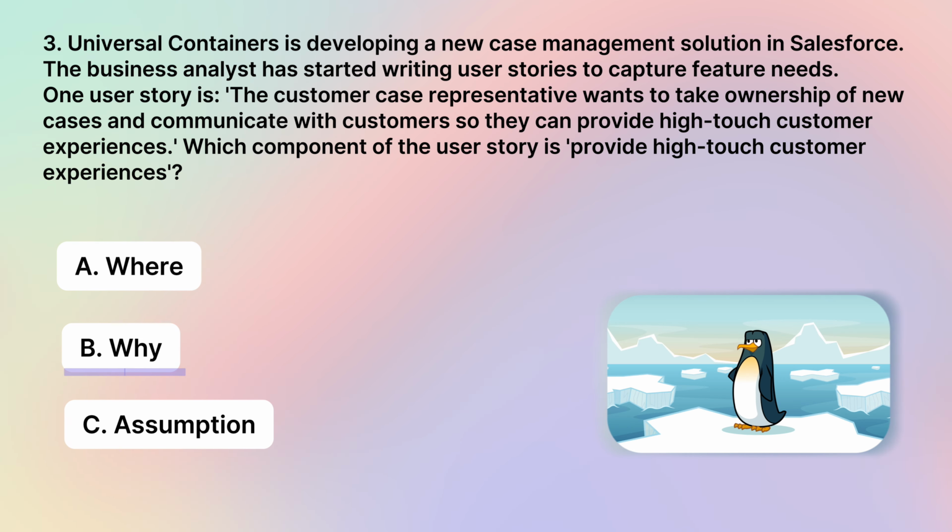The correct answer is B. Why. Salesforce's documentation defines the why component of a user story as the business value or benefit. In this user story, the business value is providing high-touch customer experiences. The where component would indicate the location or system where the user story takes place, and the assumption component would indicate any assumptions made about the user story. However, neither of these components are present in the given user story.